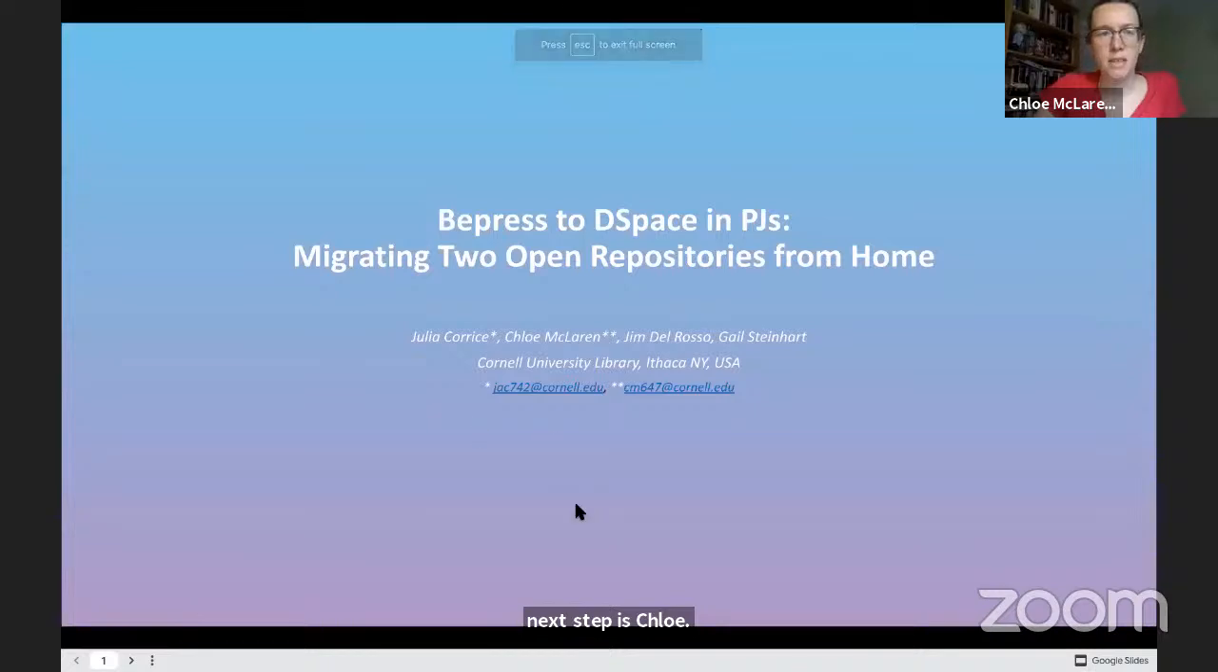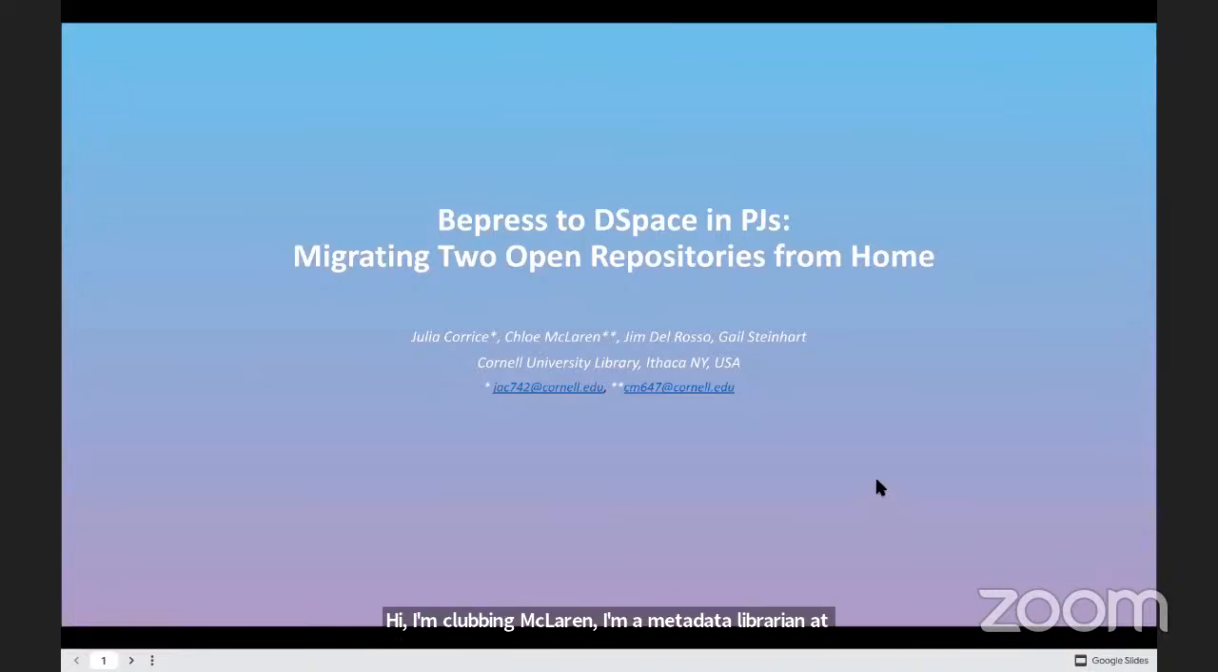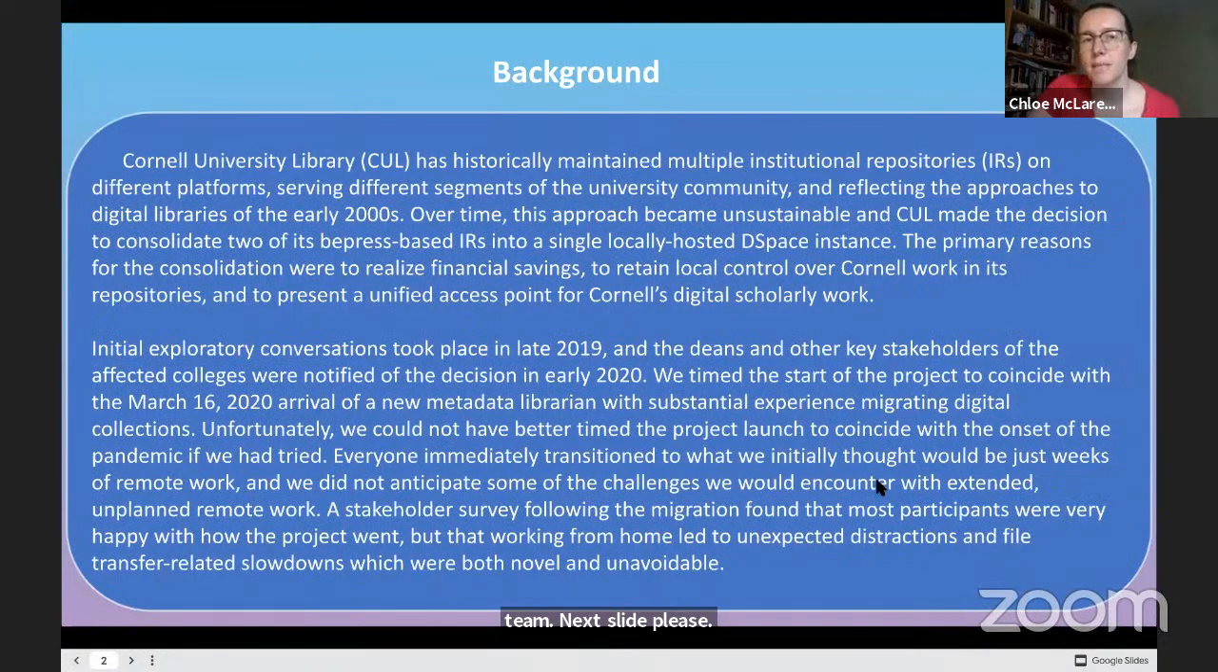Hi, I'm Chloe McLaren. I'm a metadata librarian at Cornell, and I'm presenting on behalf of our migration team. Next slide, please. As background, for roughly the past decade, Cornell has had at least 3 institutional repositories. So for many reasons, we plan to consolidate several in 2020. Specifically, we were migrating 2 bpress-based repositories into a locally controlled DSpace.